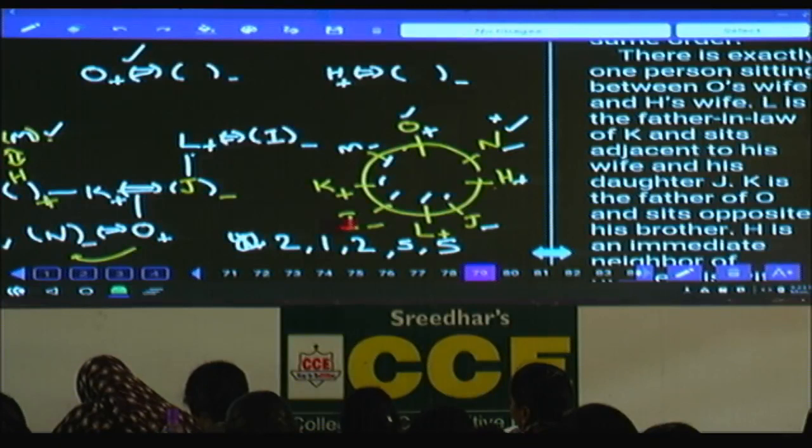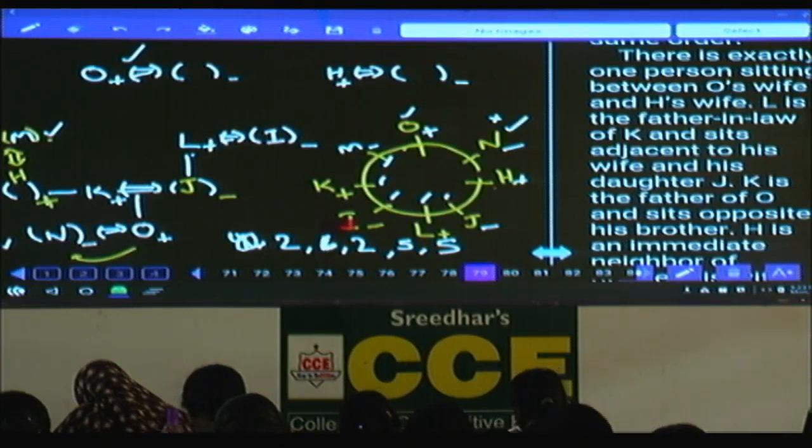Which of the following is true with respect to N? "N is the granddaughter of L" is false, because N is L's grandson's wife. A grandson's wife need not necessarily be a granddaughter.